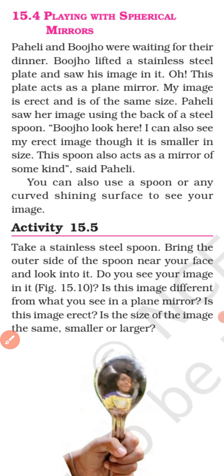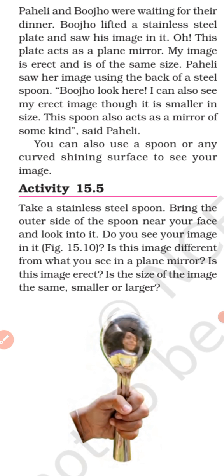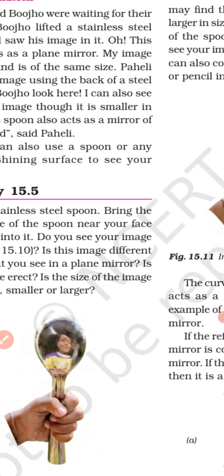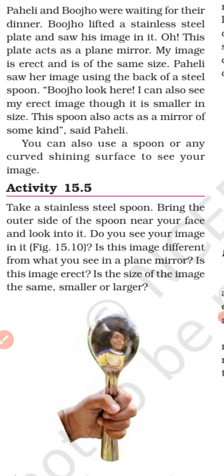Now, Activity 15.5. Take a stainless steel spoon, bring the outer side of the spoon near your face and look into it. Do you see your image? Yes, we can see our image in it. Is this image different from what you see in a plane mirror? Yes, it is different. Is this image erect? Is the size of the image the same, larger or smaller?